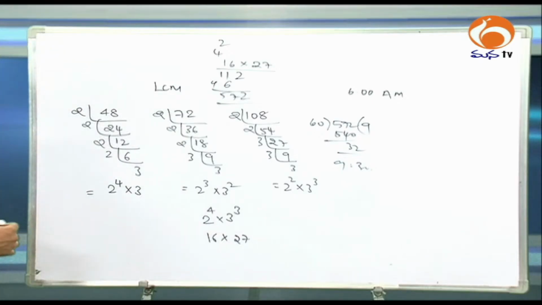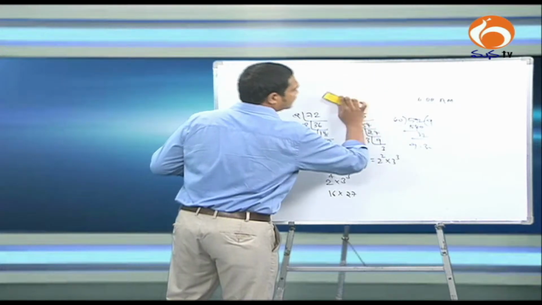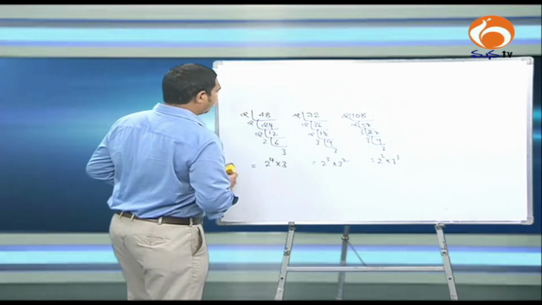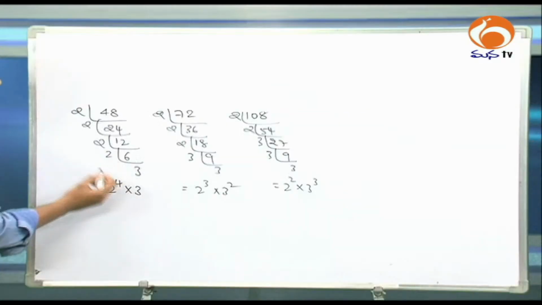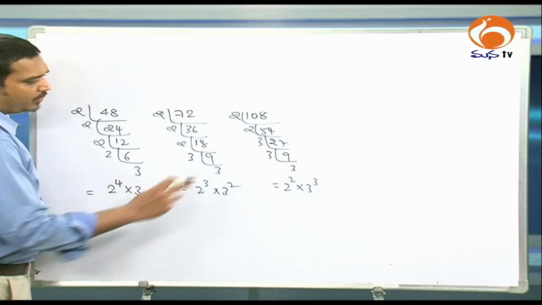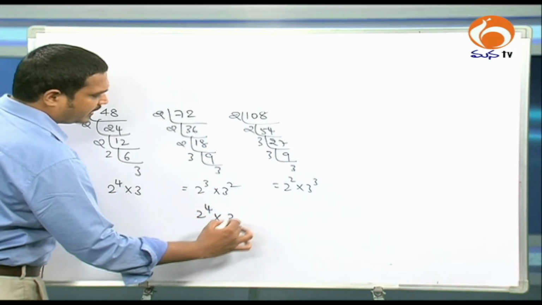Now just have a look at this. Let's repeat. So 2 power 4 into 3, and then 2 power 3 into 3 power 2, and then 2 power 2 into 3 power 3. So 2 power 4 and 3 power 3 is the final answer.